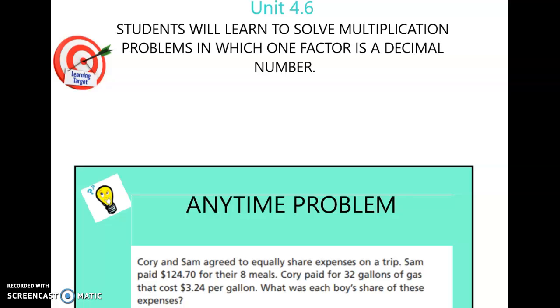So you remember when you have a multiplication problem, the two numbers that you multiply together are called factors. Okay, so we're going to take a whole number. Now whole numbers are like 1, 2, 3, 4, 5, 6, all the way up to infinity, and we're going to multiply it by a decimal. So today we're going to figure out what the answer or the product is when you have a decimal.